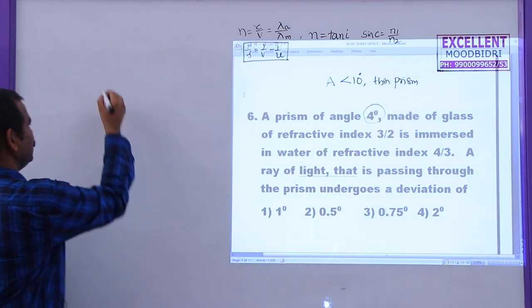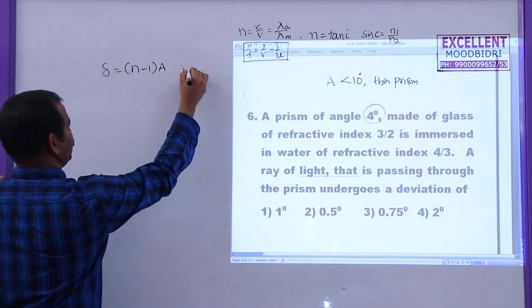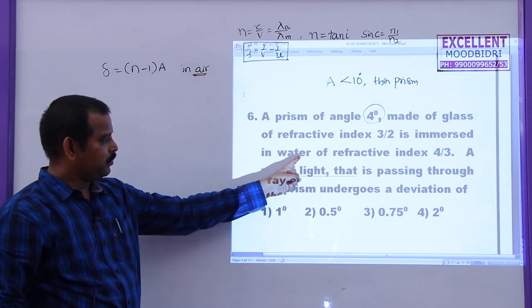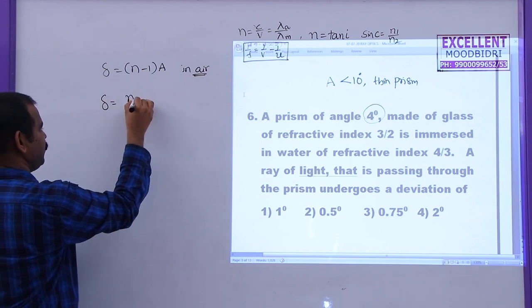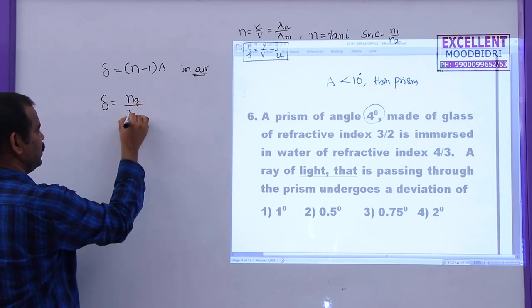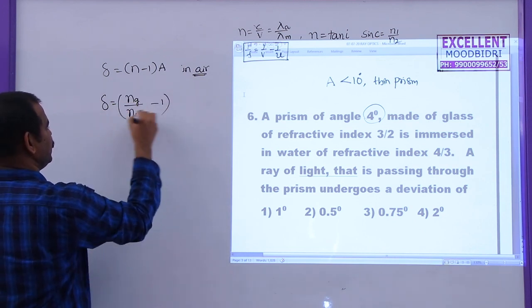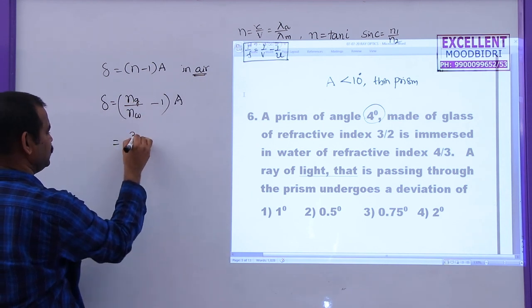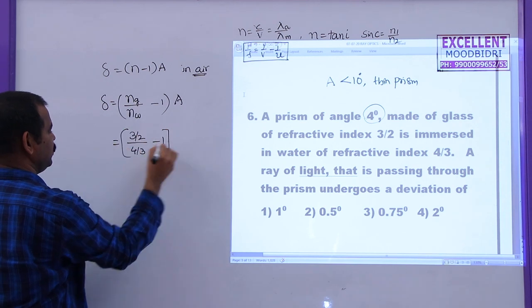In this case, the deviation produced is given by (n minus 1) into A if the prism is placed in air. But in this problem, the prism is placed in water, so the deviation angle is given by the refractive index of the material of the prism divided by the refractive index of the medium, minus 1, into A. So what is n g? Refractive index of glass, this is 3 by 2. Water is 4 by 3, minus 1 into A.